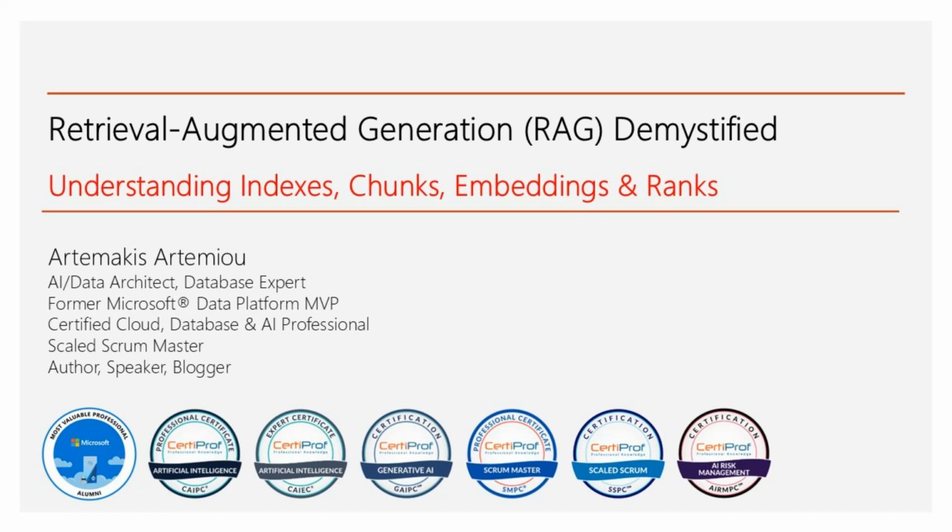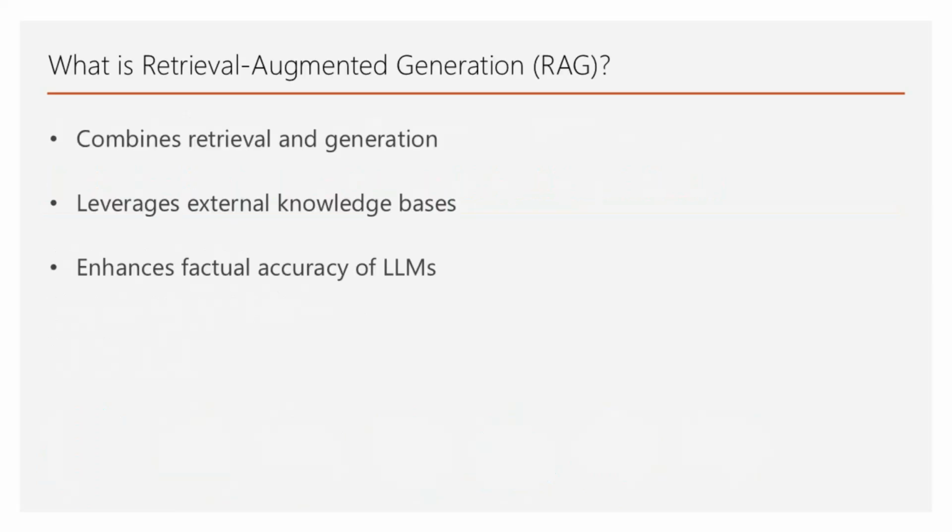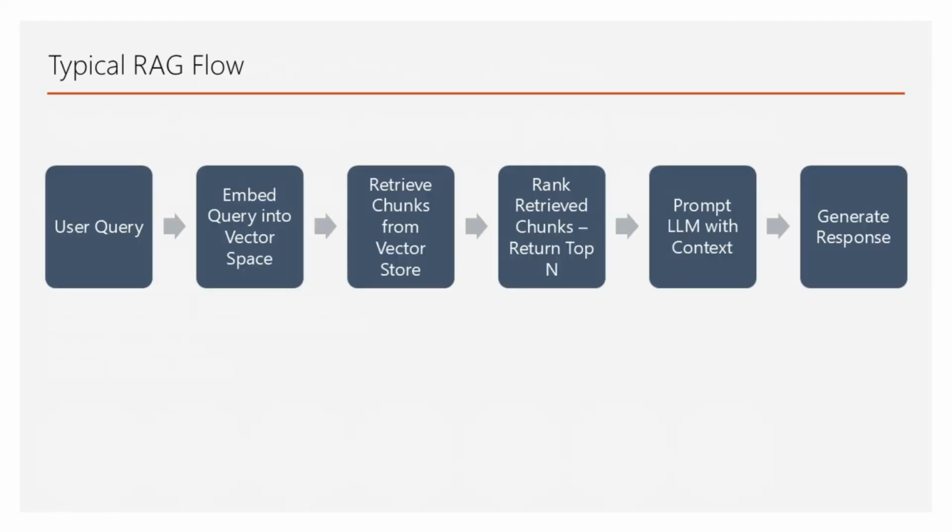Today we'll go beyond surface level definitions and dig into the actual mechanics, covering indexes, chunking strategies, embedding logic, and how ranking drives relevance in retrieval workflows. In AI, Retrieval-Augmented Generation, or simply RAG, is a pipeline that improves how language models answer questions by retrieving relevant data first. Here's the typical flow.